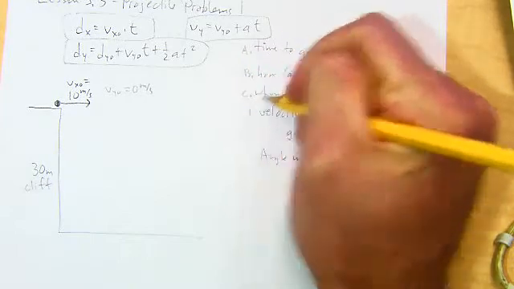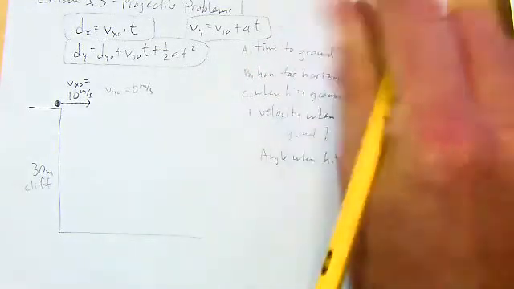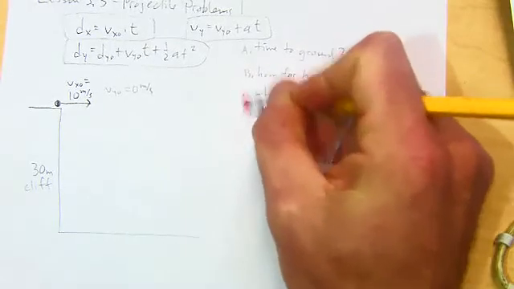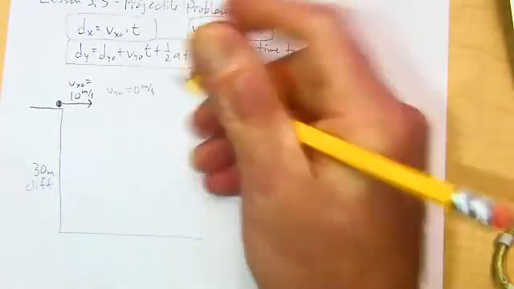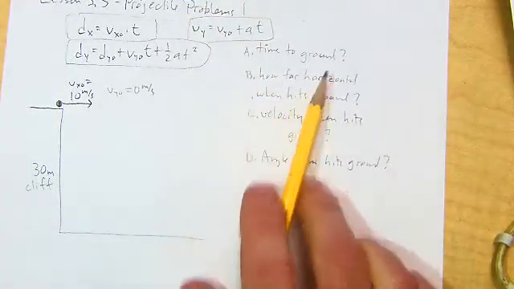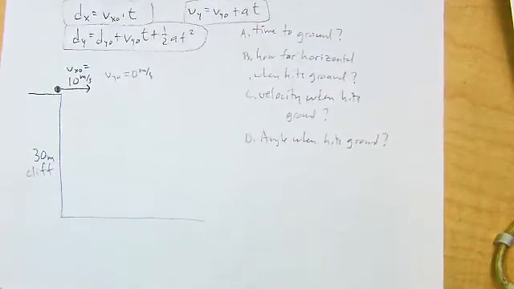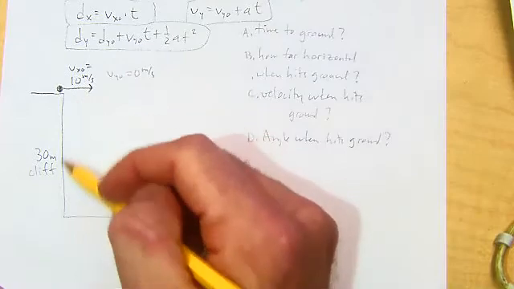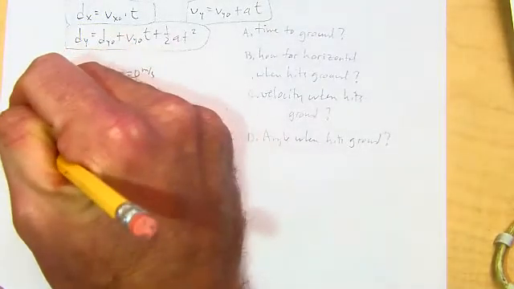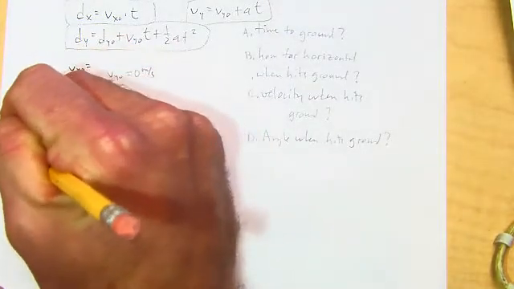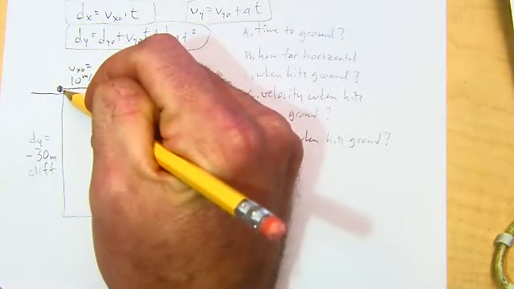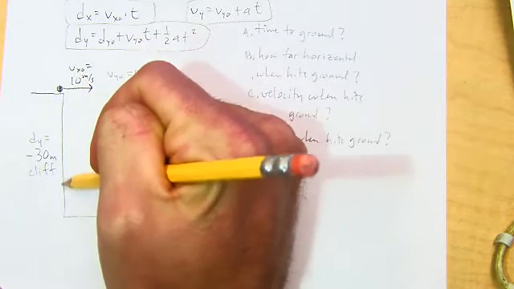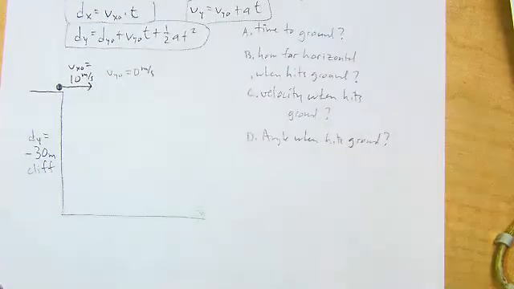If you just do these questions in order, that would be the easiest thing. It's kind of a progression. So in this case, I have 4 questions. Time to the ground, let's start with that. The thing we know is this is our dy. If we count this as 0 for 0 height or 0 displacement, then dy when it hits the ground is going to be negative 30.